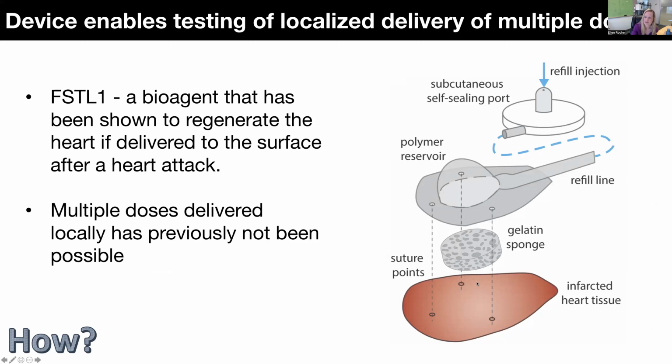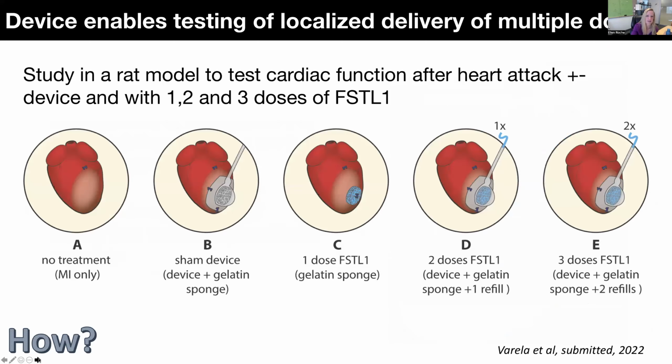And we studied this in a rat model of MI, where we did a permanent ligation of the left anterior descending artery. We have 5 groups in this study: one group with no treatment, so just a myocardial infarction; a sham device without any biological agent; 1 dose of FSTL1 delivered via the gelatin sponge; 2 doses, one that was refilled through the device; and then 3 doses, 2 refills through the device.